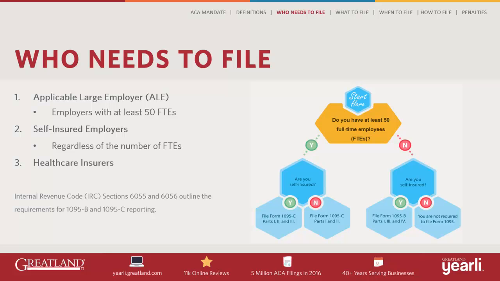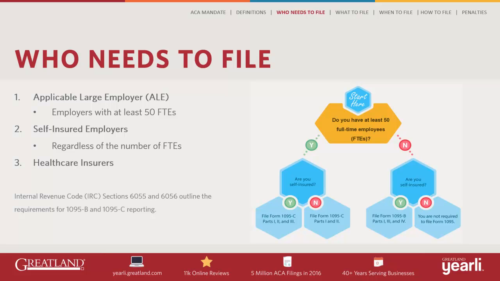and 3. If you have at least 50 full-time employees, including full-time equivalent employees, in the preceding year, but are not self-insured, only complete Parts 1 and 2 of Form 1095C. If you don't have at least 50 full-time employees, including full-time equivalent employees, but you are self-insured, then complete Form 1095B, Parts 1, 3, and 4.